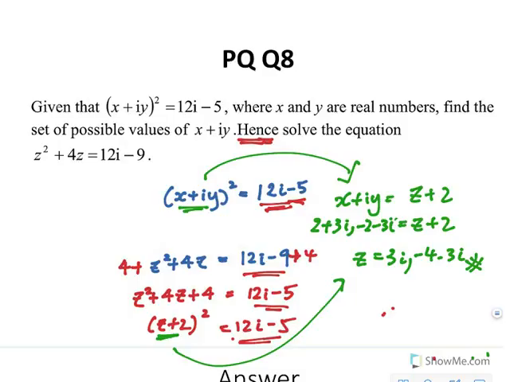Basically, starting off they are not the same, but I can add a 4 to both sides. My right-hand side becomes the same. My left-hand side is this; I factorize it. I compare: x + iy is z + 2. Okay, and we are done.